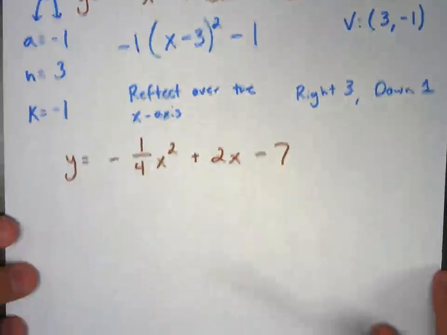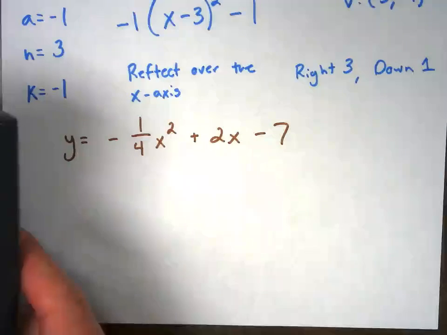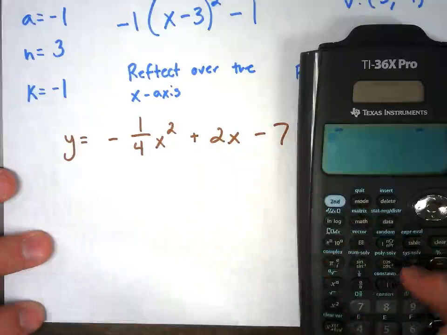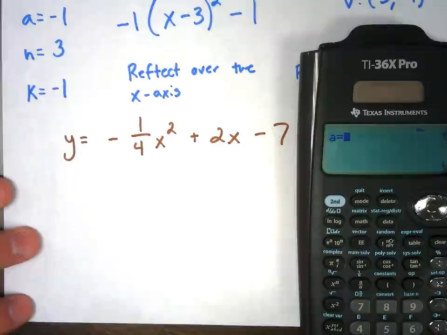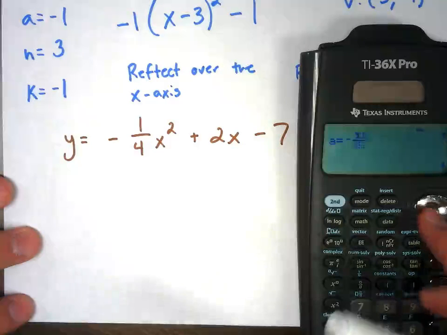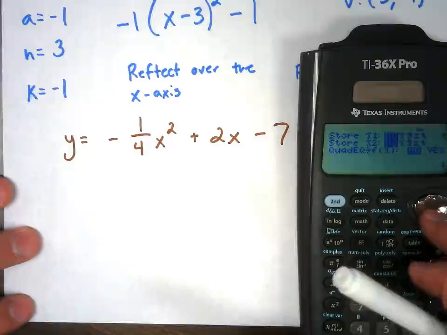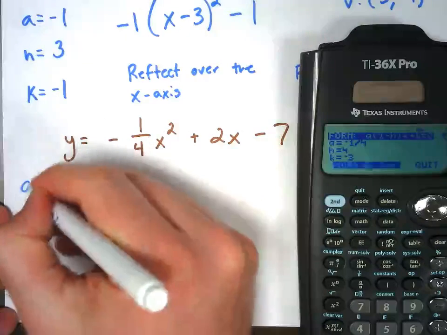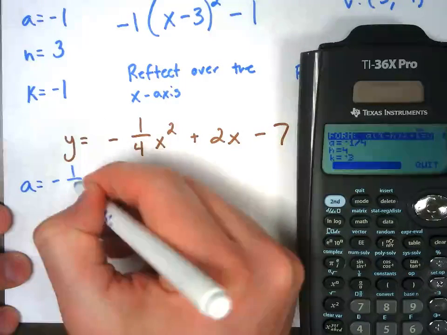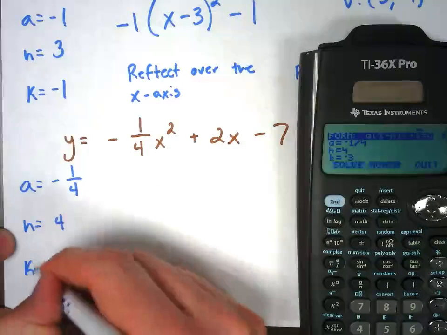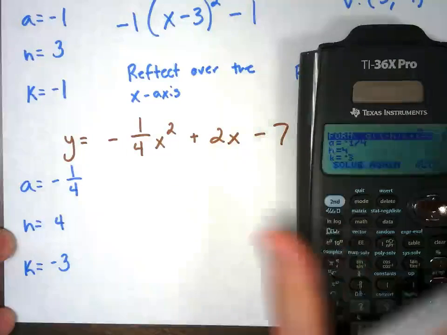I'm going to do one more here, the last one. Again, I try to save the best for last. So here, again, second PolySolve. Enter. I can put my A as negative 1 over 4. Enter. My B is 2. Enter. And my C is negative 7. Solve. Again, go all the way down to where it says A, H, and K. So my A is negative 1 over 4. My H is 4. And my K is negative 3.